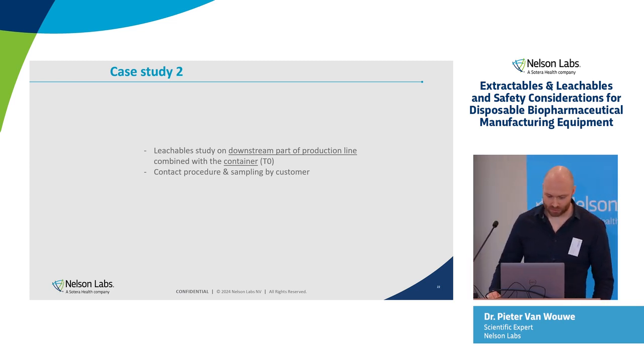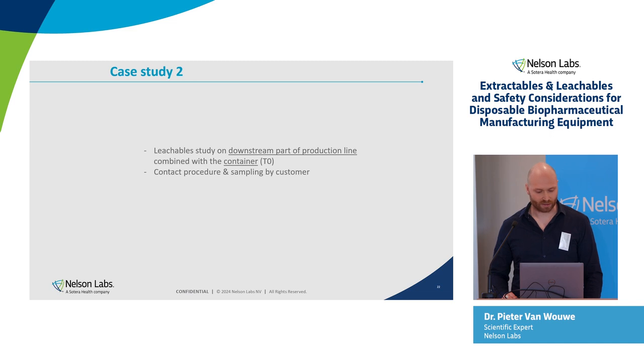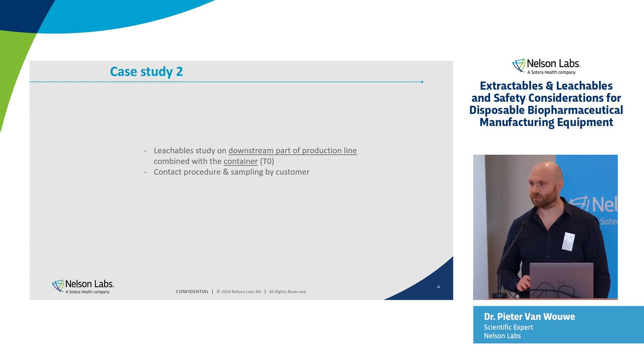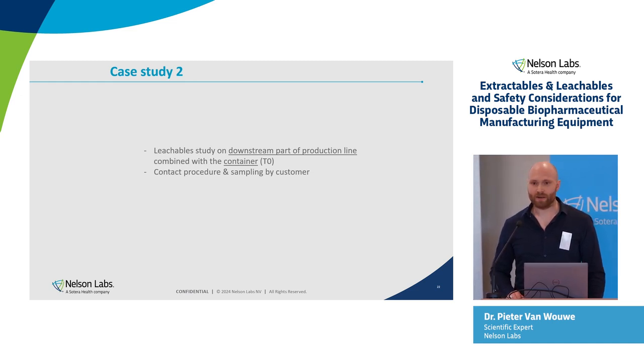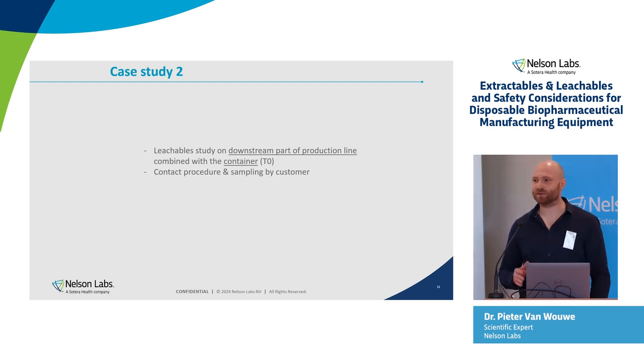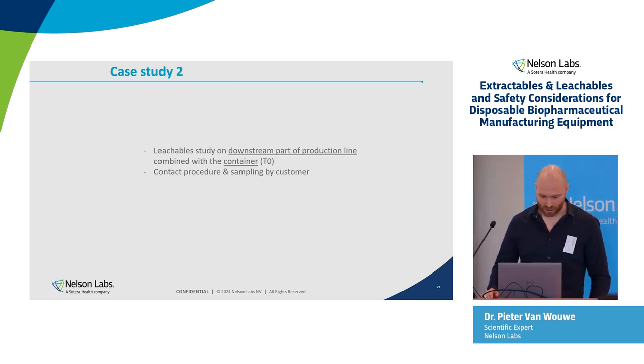Then the second case was on the downstream part of a production line. And the leachable study was actually combined with the leachable study on the container closure system. So often price could be an issue to perform, for example, an additional leachable study on the filling line, but we can easily combine it in one study in combination with the leachable study on the container closure system. So we basically do some small adjustments in our study design. We analyze only one contact sample and we can capture both leachables coming from the filling line process materials as well as from the container closure.